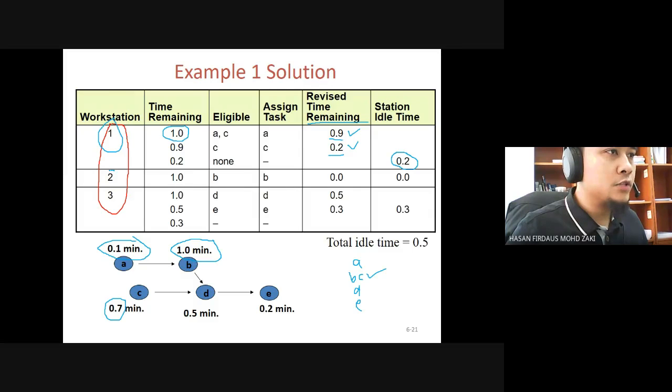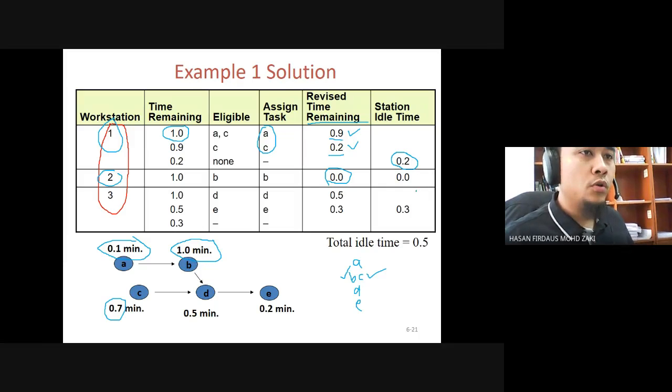You go for the next one, workstation number 2. Of course, you have already used A and C. These cannot be used again. So you take the next one, which is B. You see the task time is 1. And then you minus it from the cycle time of 1, and you have the remaining of 0. Of course, you cannot accommodate more. So the idle time is 0. And then you go to the next workstation, which is 3.